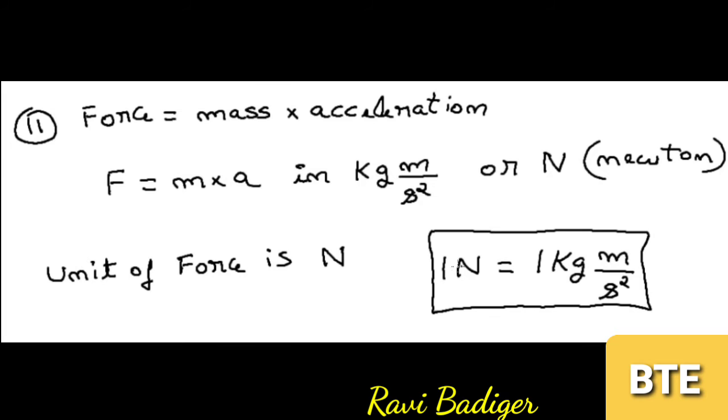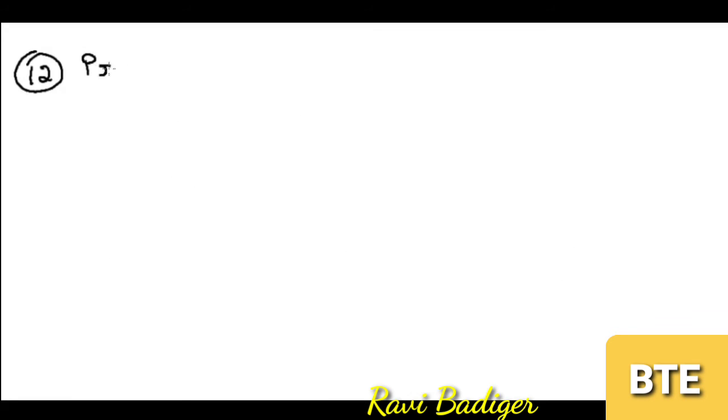So we need to remember this. Newton is nothing but kg meter per second square, or kg meter per second square is nothing but Newton. So it is the unit for force. Number 12, pressure. Pressure is given as force by area.